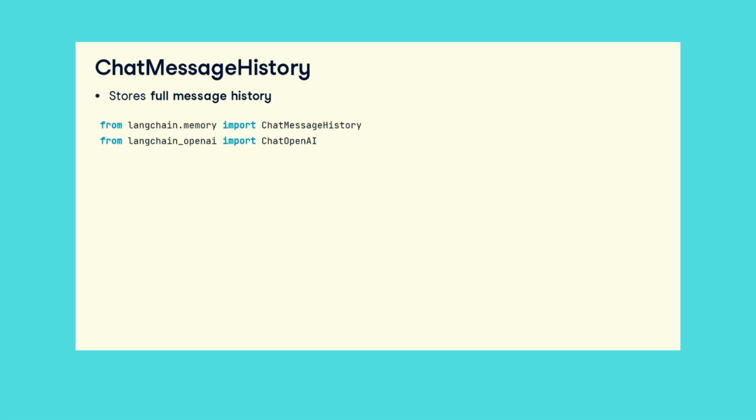Chat message history stores the full history of messages between the user and a model. By providing this to the model, we can provide follow-up questions and iterate on the response message. Let's implement this message history into an OpenAI model. We first import the chat message history and chat OpenAI classes and define the LLM. To begin the conversation history, instantiate chat message history and store it as a variable.